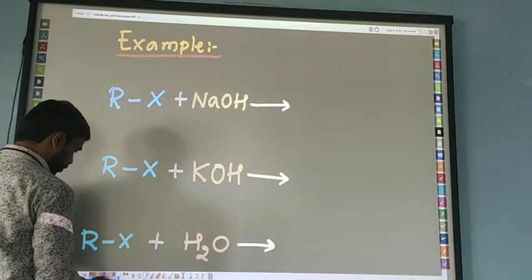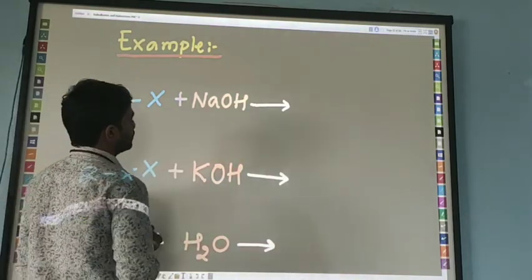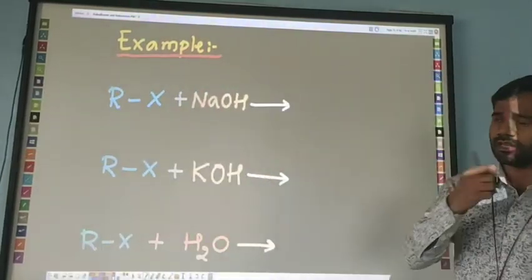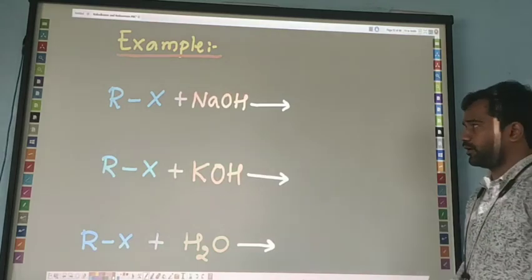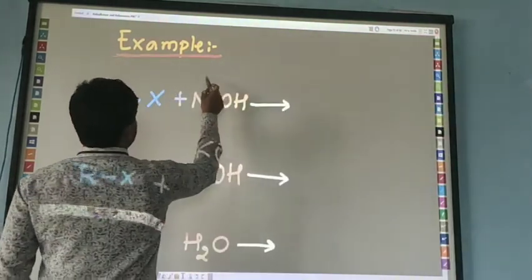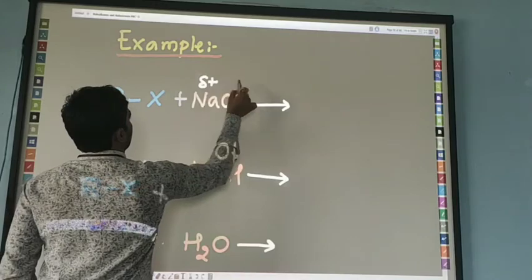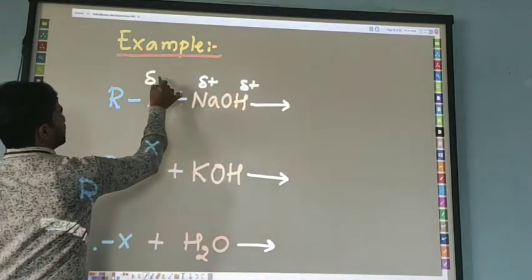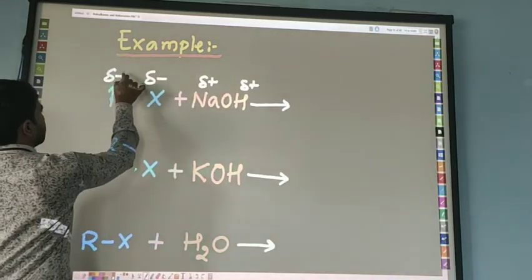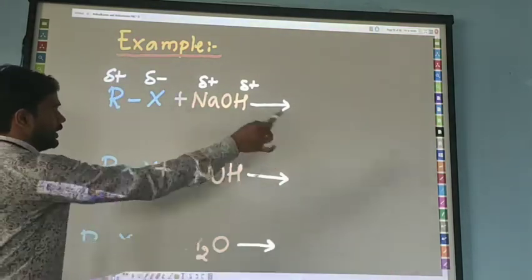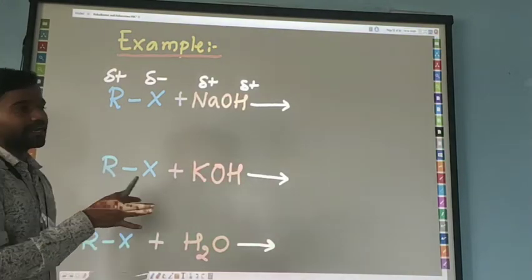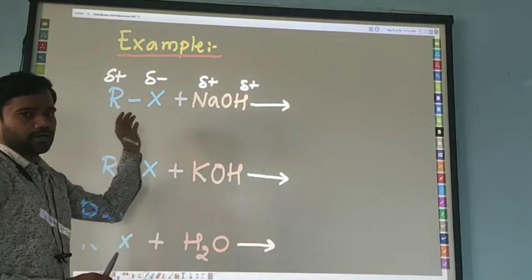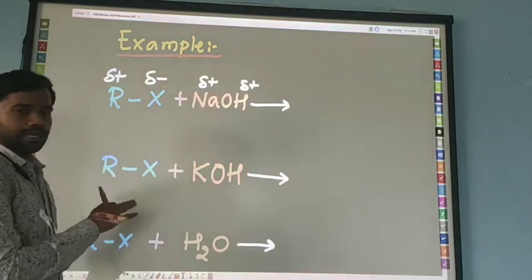The NaOH. Which nucleophile is going to be generated here? We already know that Na plus and OH minus are going to be generated. The halogen element is negative and the alkyl group has the positive charge. What's going to happen? Just rearrange the molecules. The negative part attacks the positive part, and the positive part bonds with the negative part.